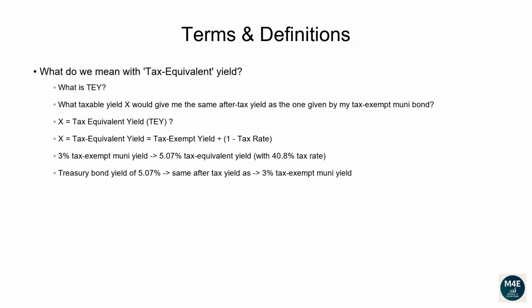The formula to compute the tax-equivalent yield is given by the muni tax-exempt yield divided by 1 minus the tax rate. For example, if a muni bond yields 3%, and you're in the 40.8% tax bracket, the tax-equivalent yield would be 3% divided by 1 minus 40.8%, and that's equal to 5.07%. So a taxable bond like a US Treasury would need to yield at least 5.07% to match the yield of a tax-exempt muni bond, currently yielding 3%.